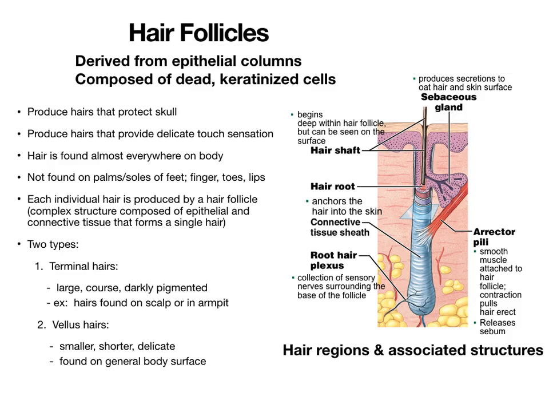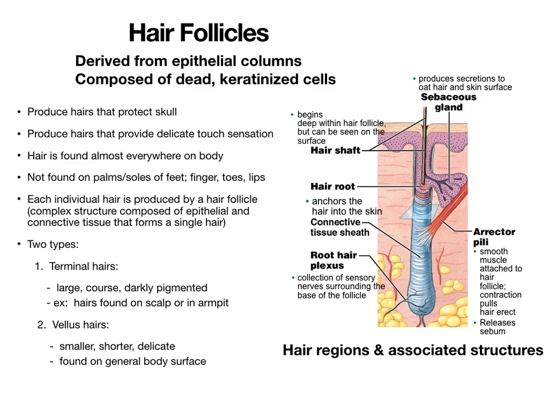Each individual hair is produced by a hair follicle, which is a complex structure composed of epithelial and connective tissue that forms a single hair. We have two different types of hairs on our body: terminal hairs and vellus hairs. The terminal hairs are large, coarse, darkly pigmented hairs. These are usually found on our scalp and our armpit area, as well as our genitalia area. The vellus hairs are those smaller, shorter, more delicate hairs, and they're found on our general body surface. So they're found everywhere else on our body.